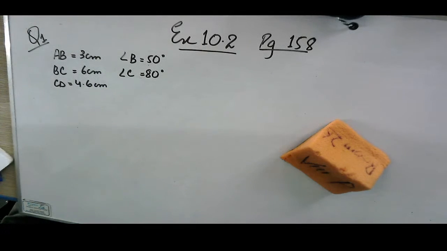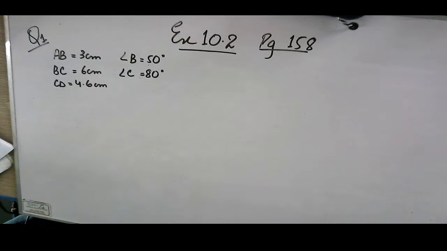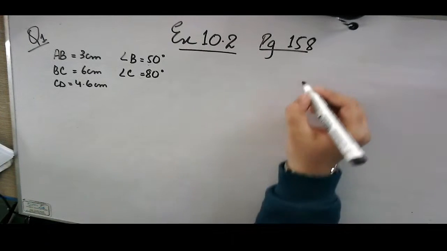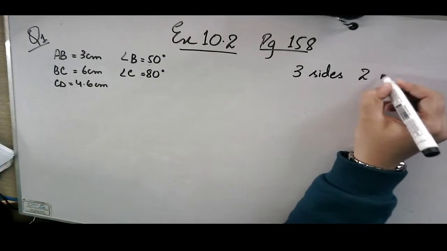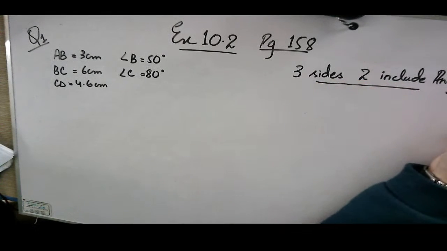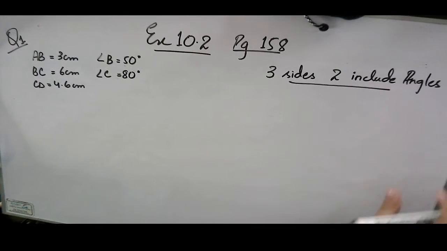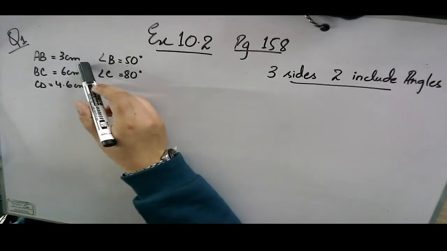So students, what we have to do? No students, you have to complete exercise 10.1, question number 1, part A till D. So in exercise 10.2 we have 3 sides and 2 included angles. 3 sides and 2 included angles means 2 interior angles are given and you have to draw it with the help of these sides and the given angles.